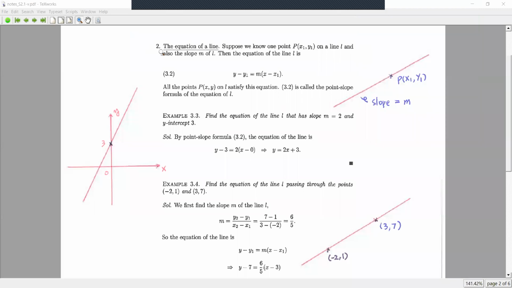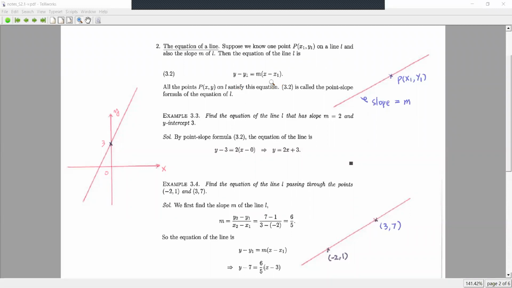Now, we turn to the equation formula of a line. Suppose we have a line, and suppose we know the slope of the line, and also we know one point on the line. Then the equation of this line is y minus y1 equals slope times parenthesis x minus x1 parenthesis.